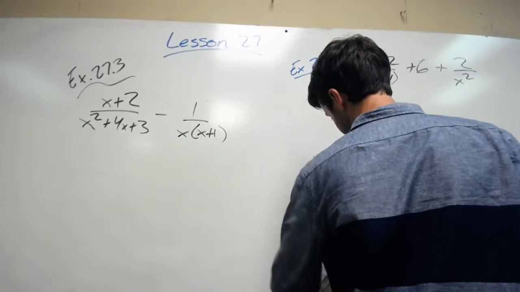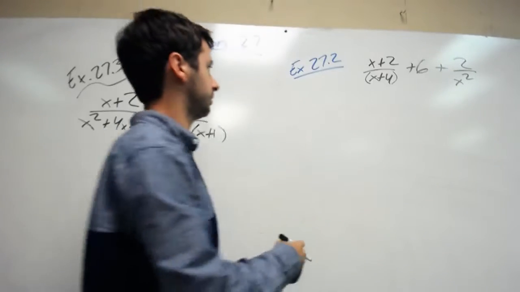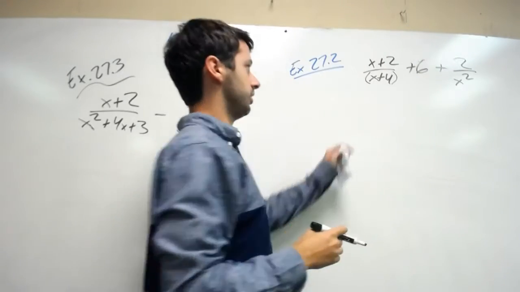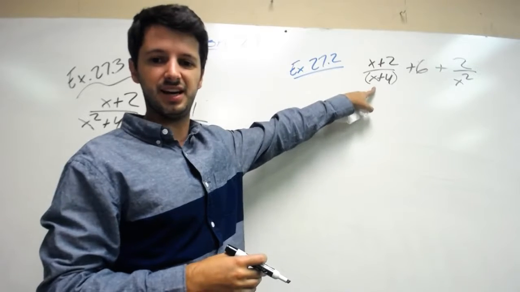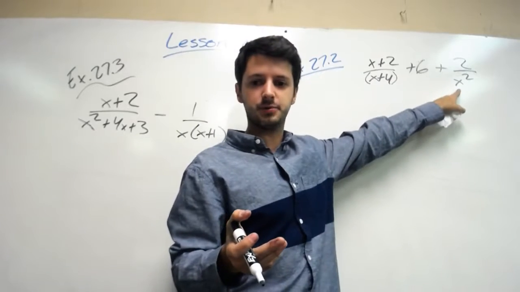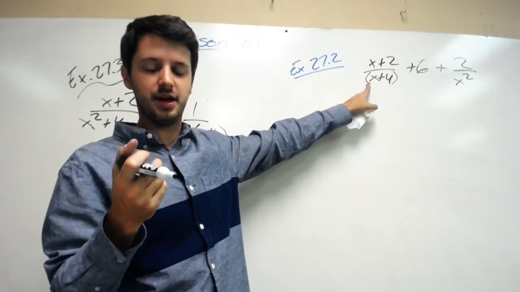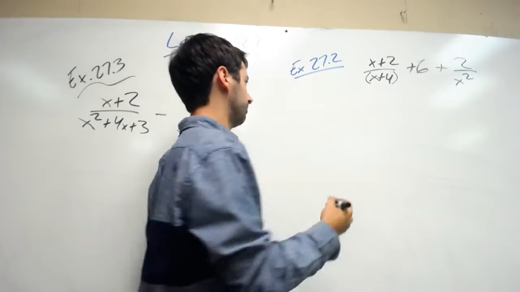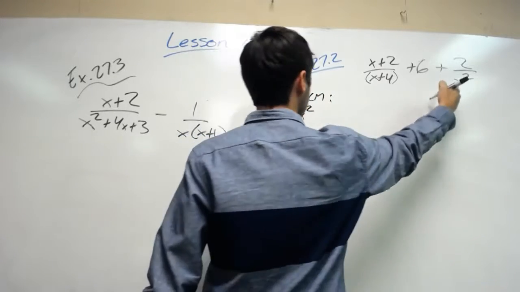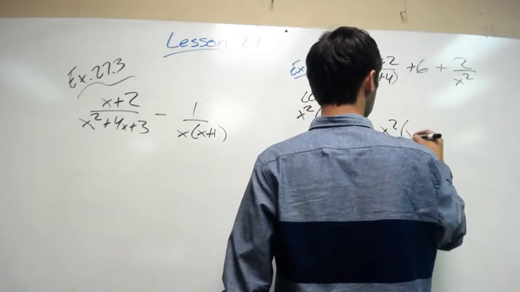Example 27.2: x plus 2 over x plus 4, plus 6, plus 2 over x squared. Now you can see I already put in parentheses the x plus 4 to show you that it's its own identity. It is separate from the x squared. This x squared has nothing to do with this x because it is a sum in the denominator. So our least common multiple is x squared times x plus 4. So I write that at the bottom of all these.